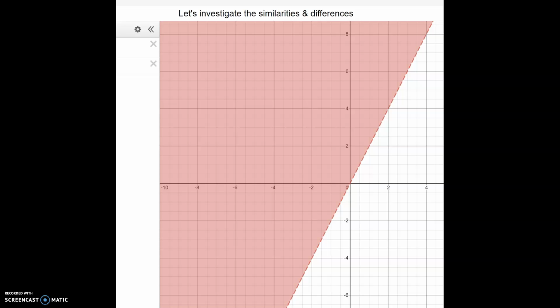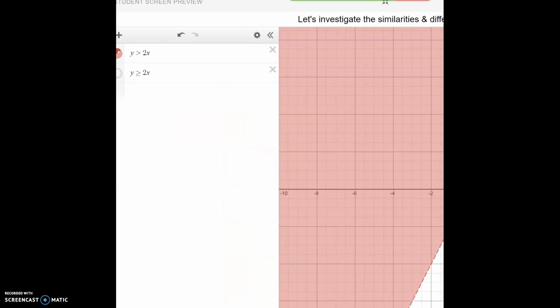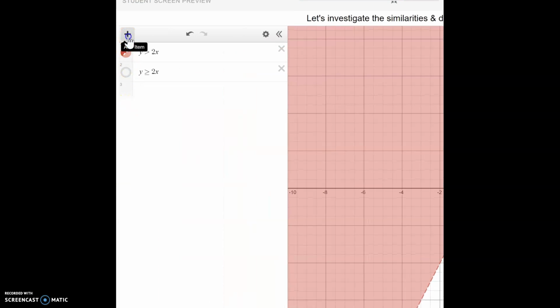That's a dashed line. It has the dashed line with what inequality symbol? Y'all see it? What's the symbol there? Greater than. So it's greater than, it has the dashed line. And I want you guys to click the plus. We're going to add in a note. For the greater than symbol, use a dashed line.